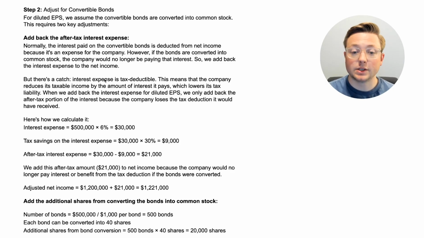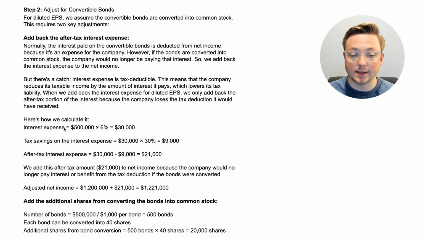But there's a catch. Interest expense, again, is tax deductible. This means that the company reduces taxable income by the amount of interest it pays, which lowers its tax liability. When we add back the interest expense for diluted EPS, we only add back the after-tax portion of the interest because the company loses the tax deduction it would have received. So there's two things happening right there at the same time. They're no longer having to pay that interest to the people who had the bonds, so it's added back to net income, but they were able to deduct that interest expense for taxes previously. Since they're no longer able to deduct that, you have to take the tax into account, and so the actual amount of interest expense that can be added back to net income is the after-tax interest expense.